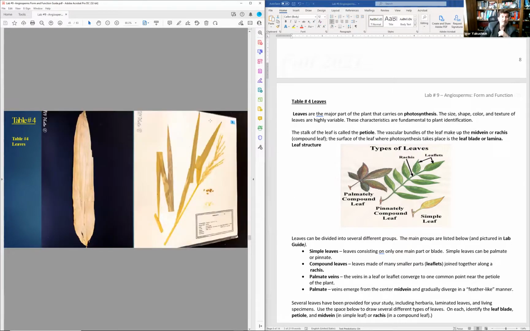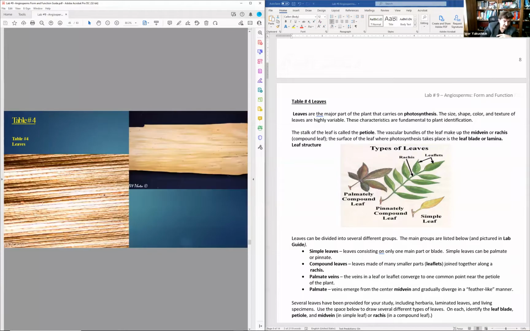Now this is the parallel venation. In fact, this is rice. Rice is a monocot. This is a leaf of the corn, also a monocot. You can see that the veins are running parallel to each other. So here we go, the third type of venation: pinnate venation, palmate venation, and parallel venation.